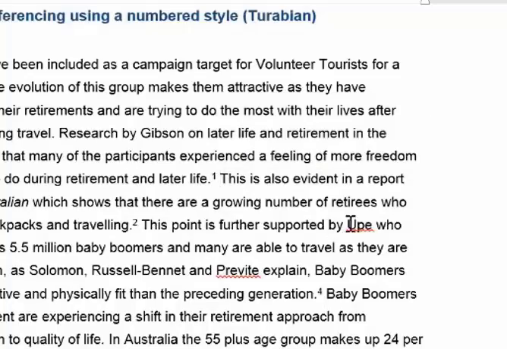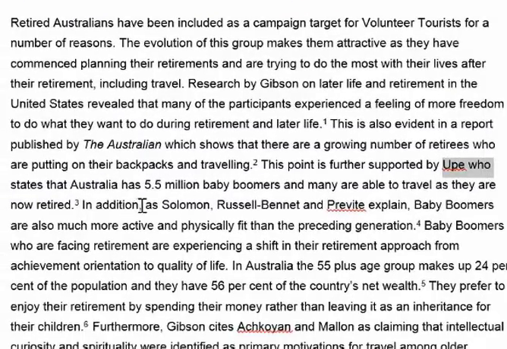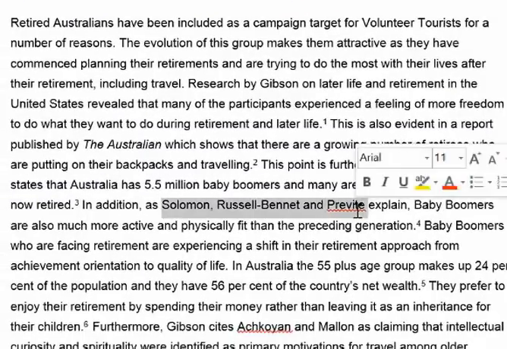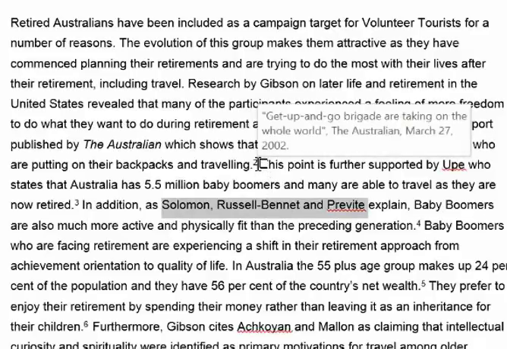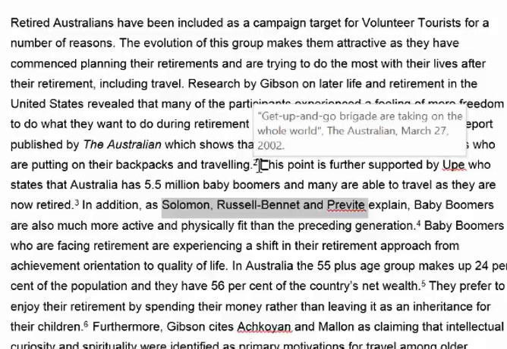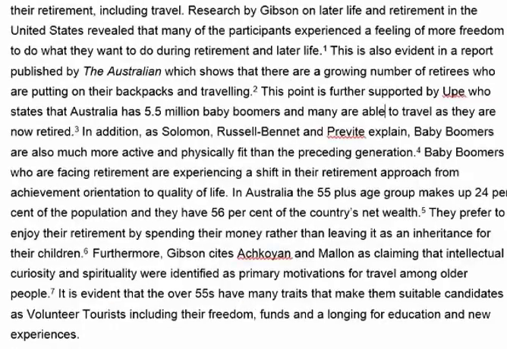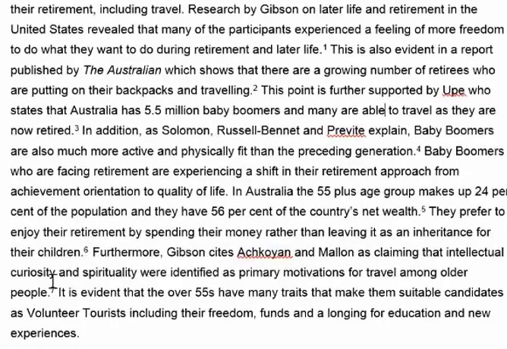In these examples, we can see the author's name because they're being used as part of the sentence. Here, this would be where in the previous one we might have put it in brackets instead. Notice here that the numbers go through 1 to 5, and then 6, and then 7.